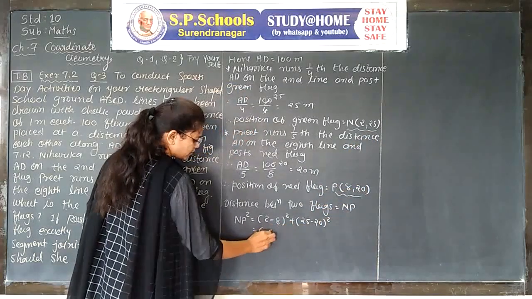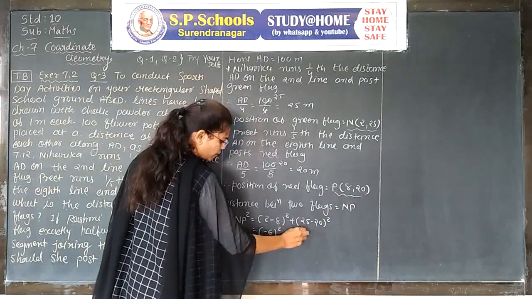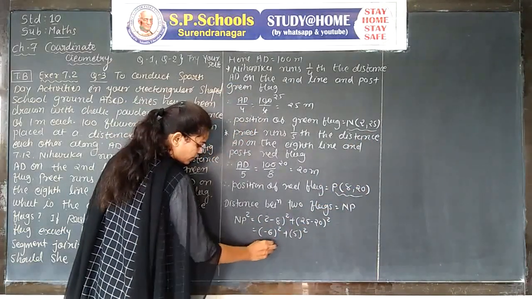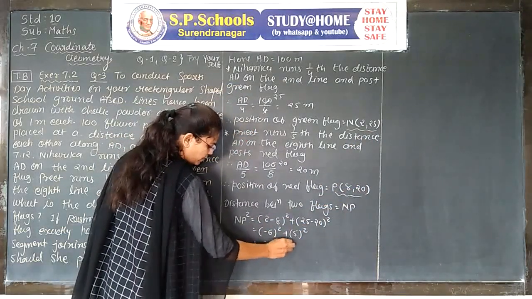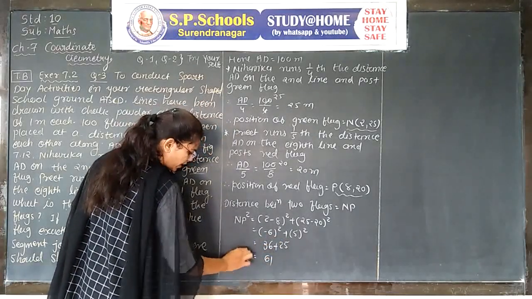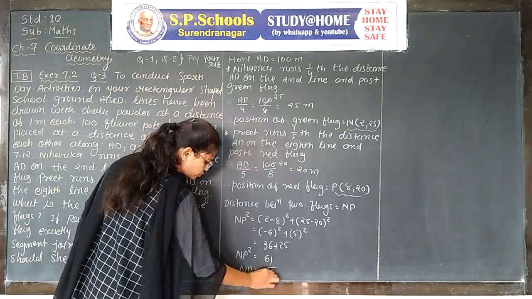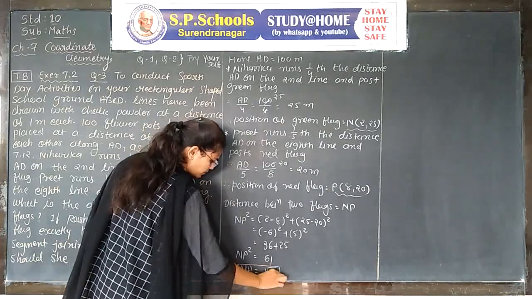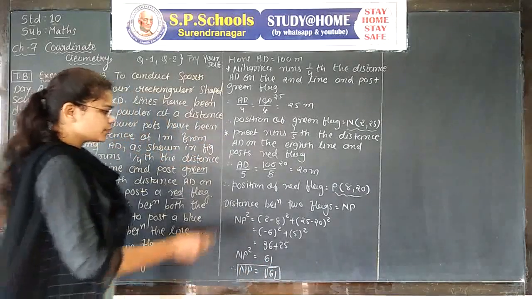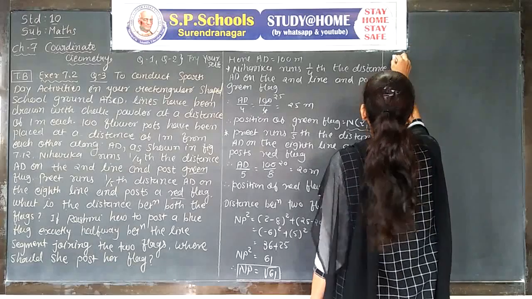2 minus 8, that is minus 6 squared, plus 25 minus 20, which is 5 squared. Minus 6 squared is 36 plus 5 squared is 25. We add both and we get NP square is 61. That's why NP is equal to square root of 61. So the distance between the two flags is root 61, unit is meter.